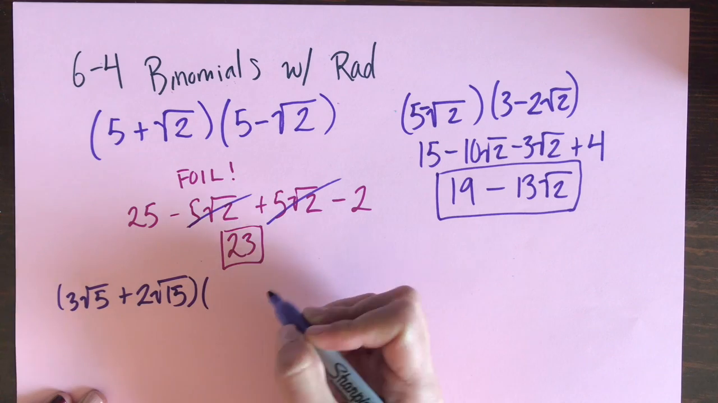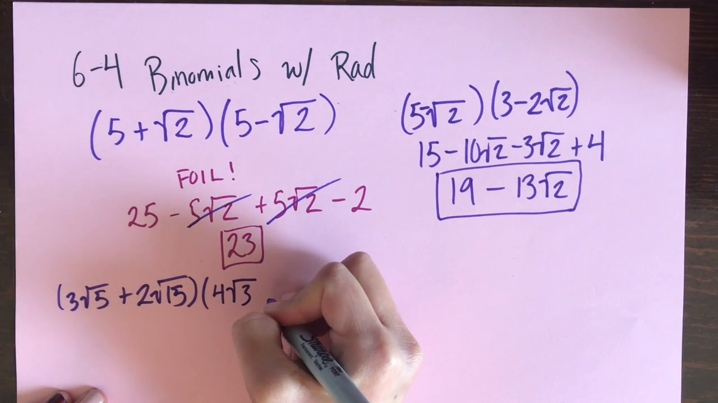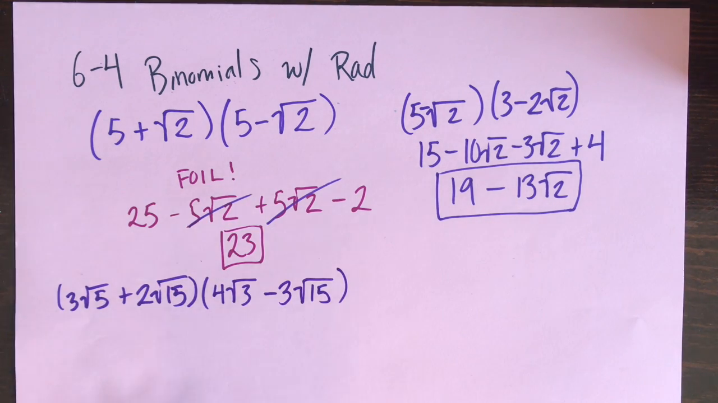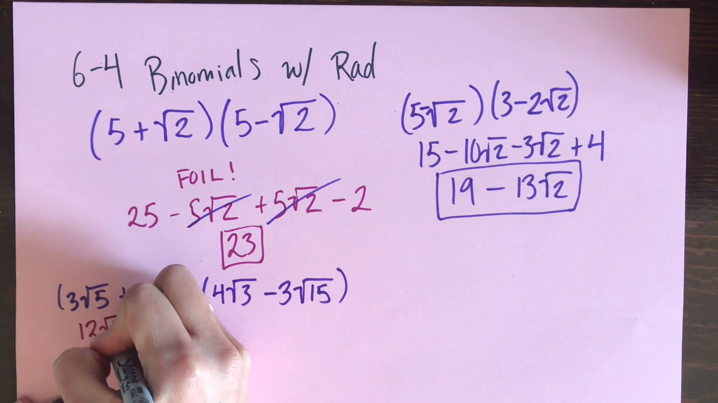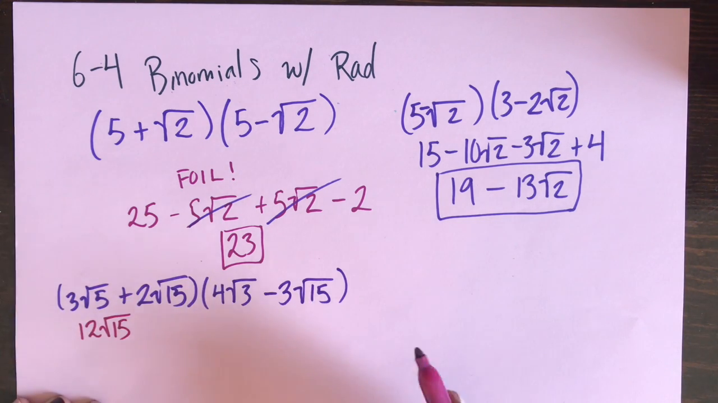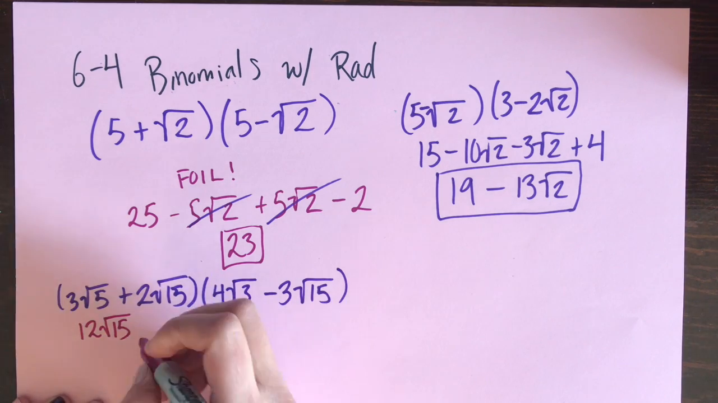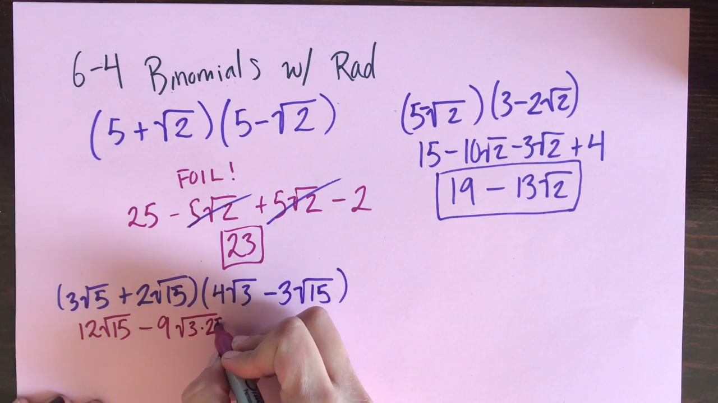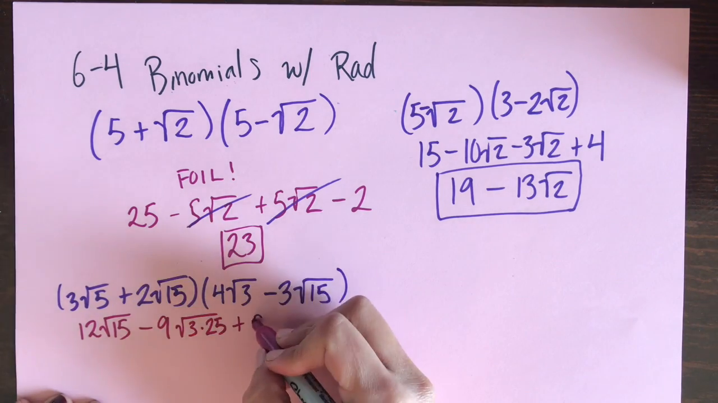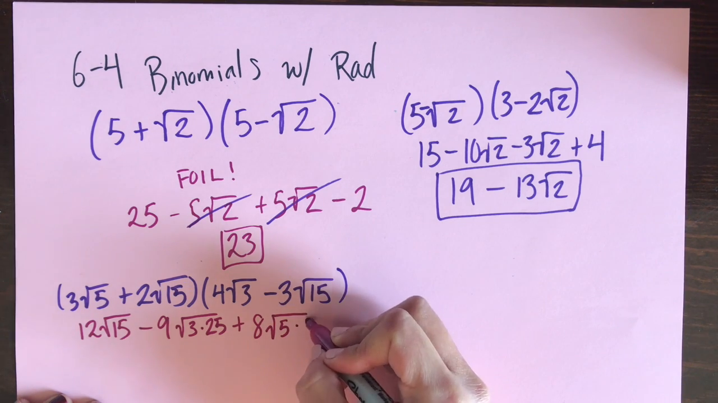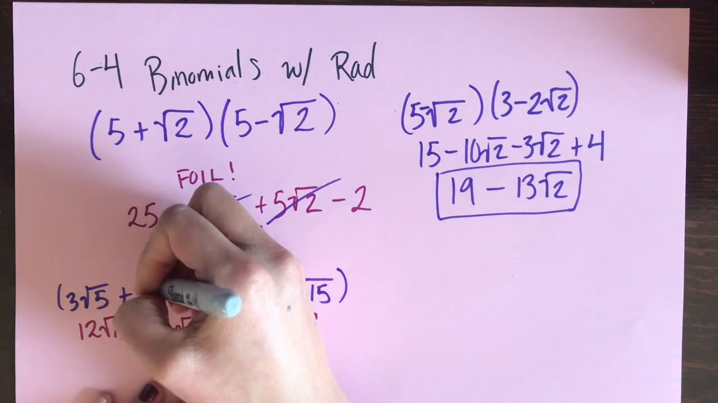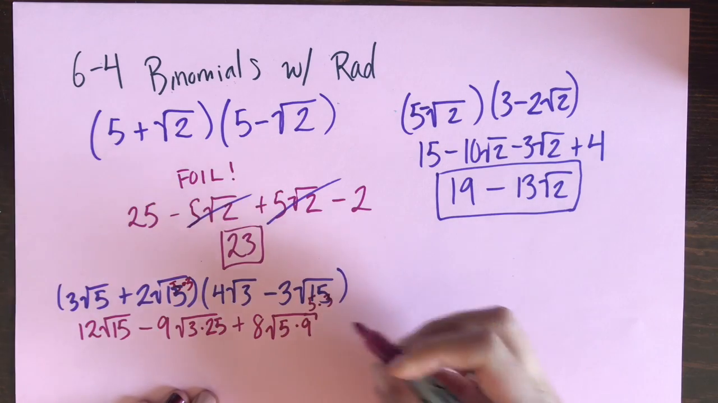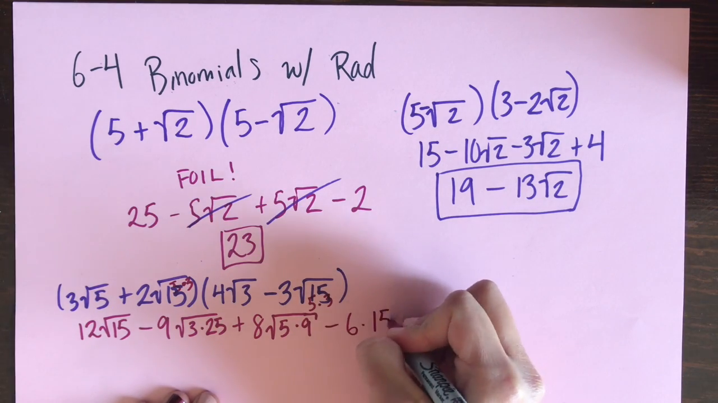Another example here, I'm just going to fit all of these onto the same page. 3 rad 5 plus 2 rad 15, times 4 rad 3 minus 3 rad 15. So I'm just going to distribute. First terms become 12 times root 15, and then outside, that's going to be minus 9 times rad 3 times 25, right? Because 15 is 3 times 5, I'm going to combine the 5s together. And then the next term is going to be 8 times 5 times 9, just recalling that each 15 is 5 times 3, so I can combine it that way. It's just kind of like a different way of writing it.